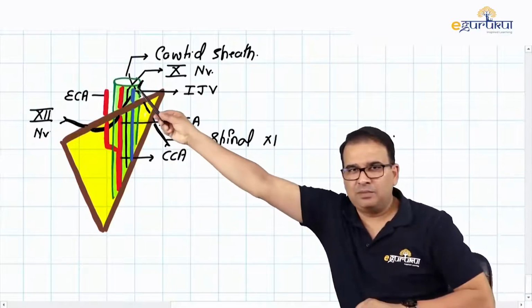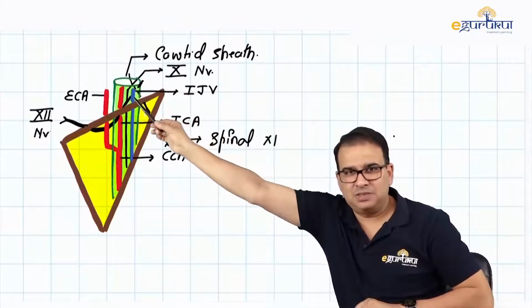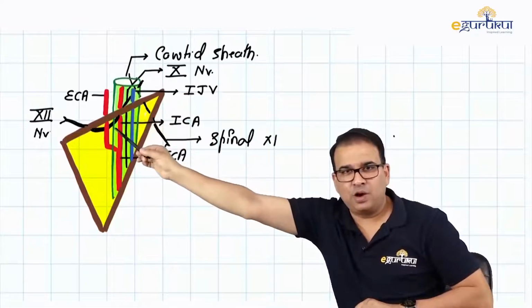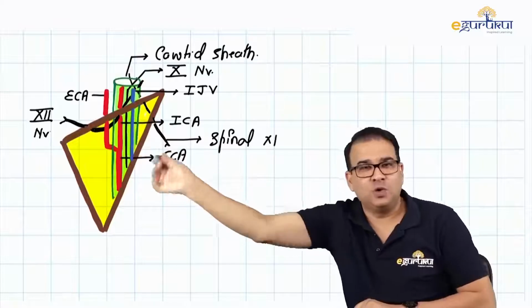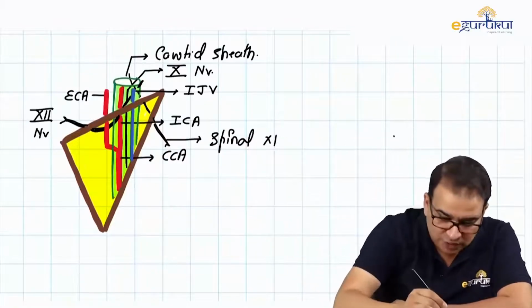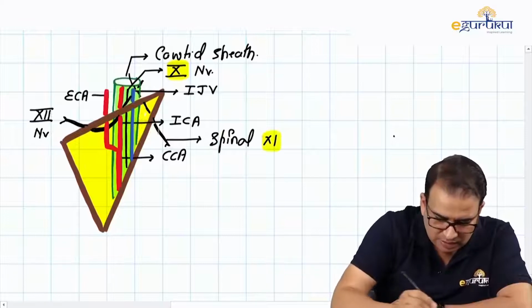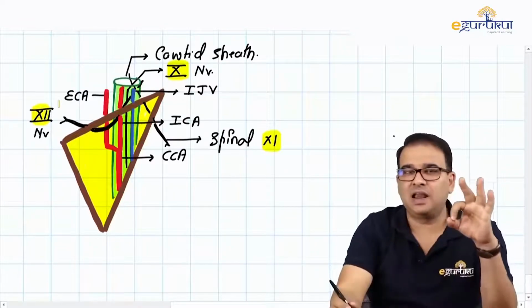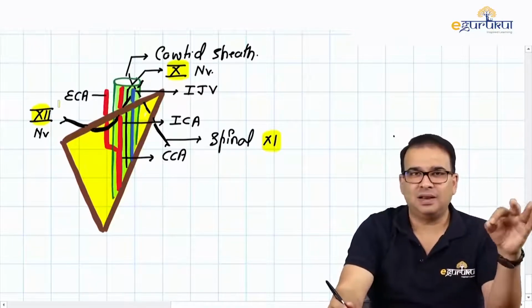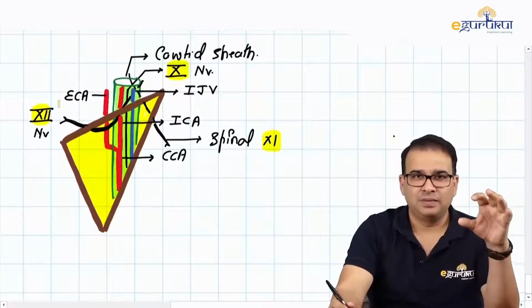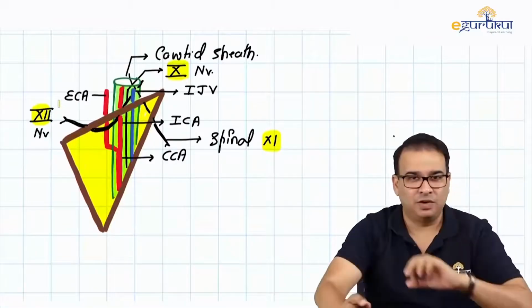Again, you can see it is starting from there. It is first piercing this sheath, coming into what triangle? The carotid triangle, and going back to the digastric triangle. So 3 nerves: 10, 11 and 12. The last 3 cranial nerves are seen in this triangle. 10, 11, 12. The carotid triangle has the 10th, 11th and 12th nerves as contents.